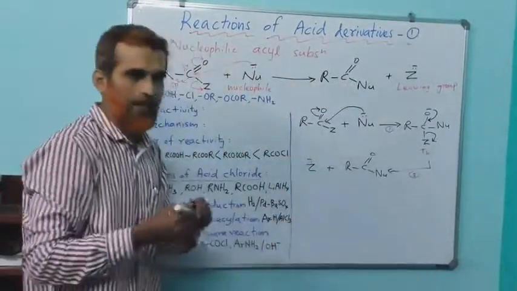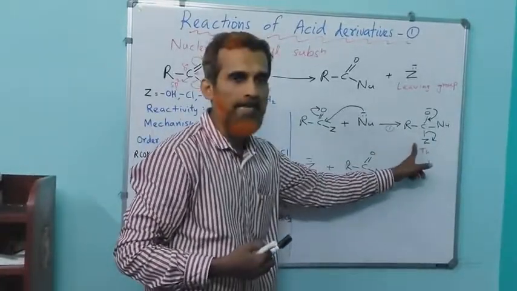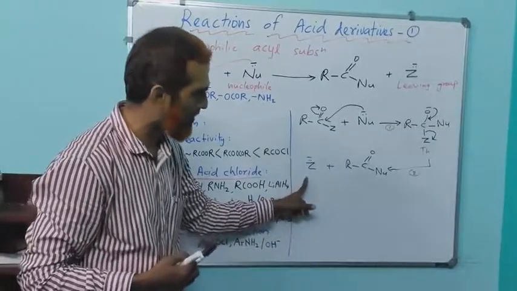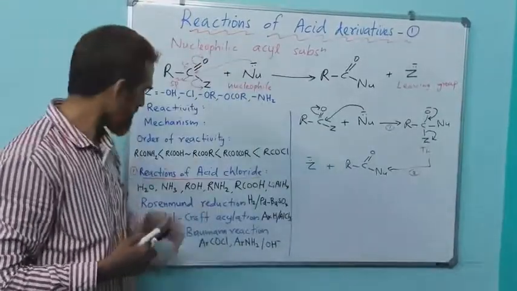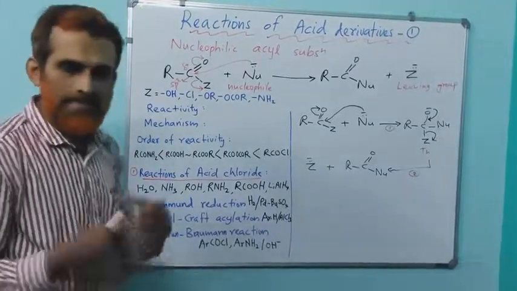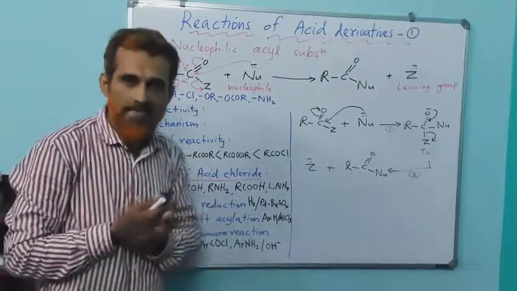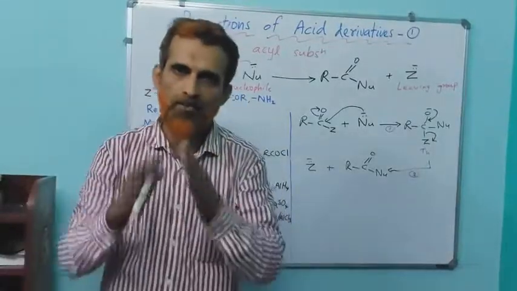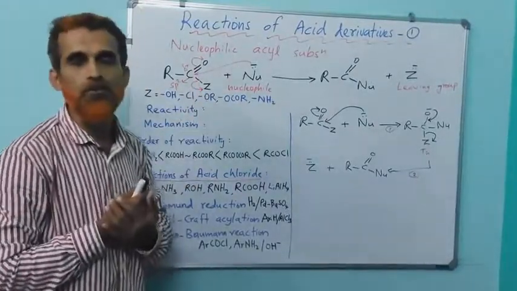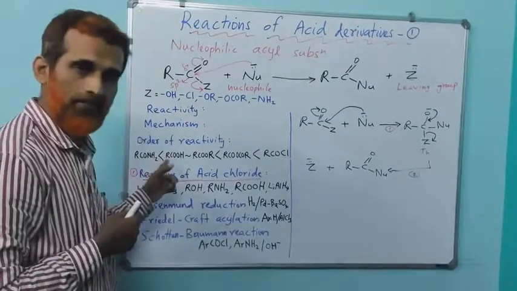So attack by the nucleophile is step 1, forming the tetrahedral intermediate, and loss of the leaving group is the second step, giving the product. That's the mechanism. Now, the next point is about the order of reactivity. How do we compare the reactivity of various acid derivatives towards this nucleophilic substitution reaction? It's a very, very important point. You can see the order here.